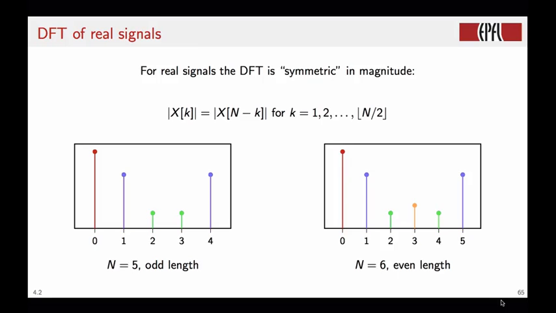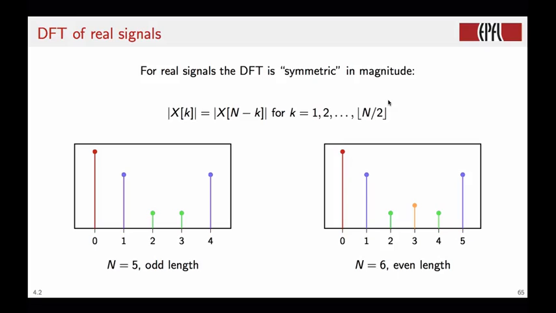Finally, let's try and formalize something that you might have noticed already, and that is the fact that the DFT of real signals is symmetric in magnitude. Now, symmetric here is in quotes because when we're dealing with finite length vectors, symmetry depends on the parity of the vector. So for odd length signals, we have a situation, and for even length signals, we have another situation. In general, what we say is that the magnitude of the kth DFT coefficient will be equal to the magnitude of the coefficient computed in big N minus k. And this is valid for k that goes from 1 to n over 2 in floor.